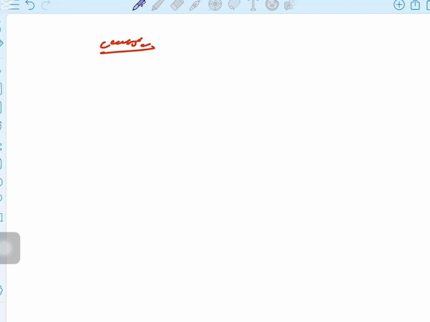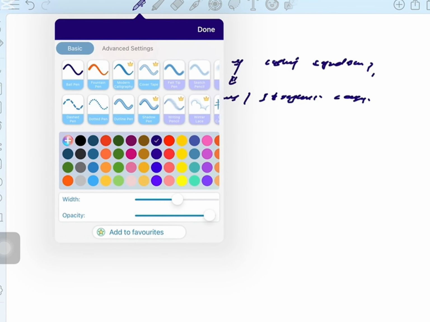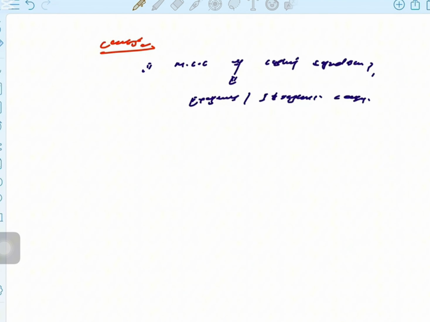First of all, if someone asks you what is the most common cause of Cushing syndrome, this is a very important question and is asked many times in the exam. You have to give the answer that the most common cause of Cushing syndrome is exogenous, or iatrogenic. First of all, we divide the causes of Cushing syndrome into two types: one is the exogenous type and the other is the endogenous type.